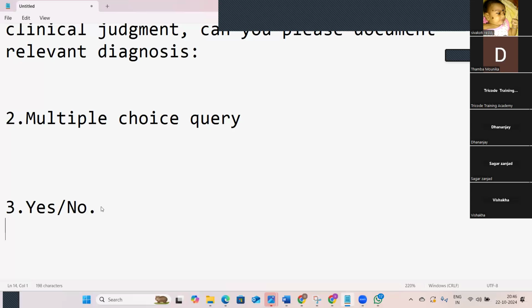It is basically yes or no. Simply we can ask, for example, pathology queries. Suppose a patient is admitted with a liver mass. The patient had a liver biopsy, and the liver mass was sent for pathological examination, and he was discharged. The pathology report came after discharge, two or three days later, after the patient went home.